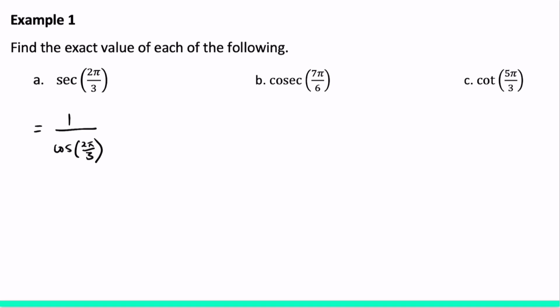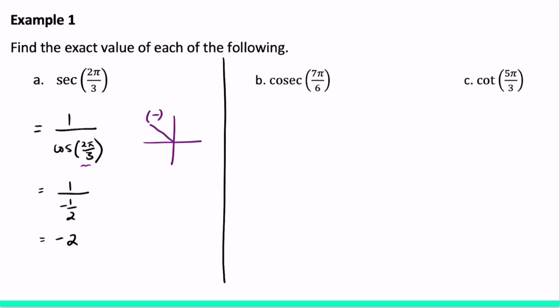And now all we have to do is just focus on this. Remembering with your exact values, 2 pi on 3 is in the second quadrant and cos is negative in this quadrant. So I'm going to get a negative value. And then, of course, referring to our table, we're going to get that cos of pi on 3 is equal to a half. So that's going to be 1 on negative a half. And then, of course, a whole number divided by a fraction, what we do is we flip that fraction. So we get that sec is equal to negative 2.